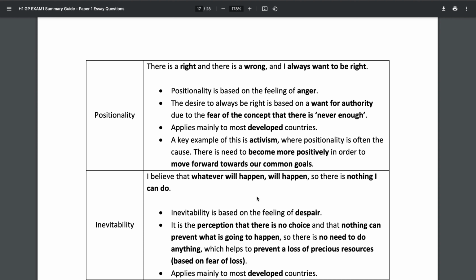And so activism doesn't work because of this fundamental reason. Because they are always angry. Because they always want the authority. They want a moral authority to be right. But you realize it doesn't work. Anger does not solve issues. And therefore, if you actually want to make something happen, if you actually want to move forward, please be positive. Please work together. Positionality is based on anger, and anger will never get you anywhere. Okay?